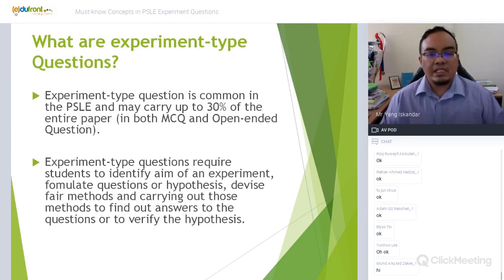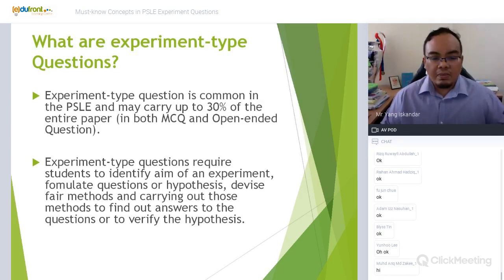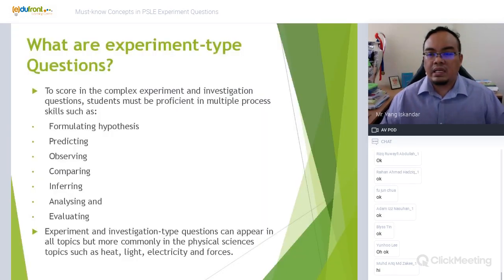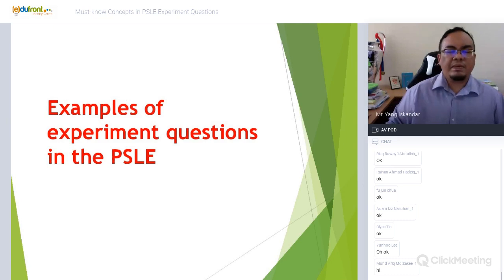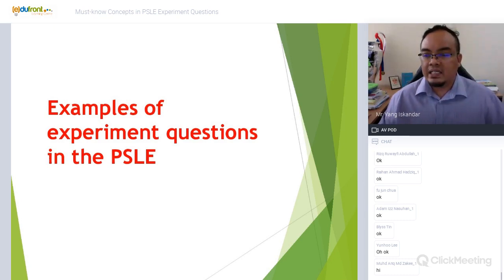Experiment type questions require you to identify the aim of the experiment, to formulate questions and hypotheses. You must be able to design a fair test, collect data, analyze data, and then answer the questions related to the experiment. Now let me show you some examples of experiment questions in the PSLE here.